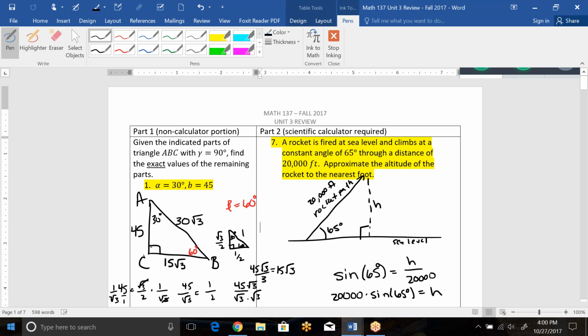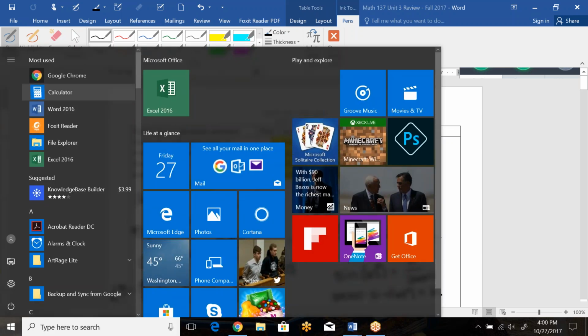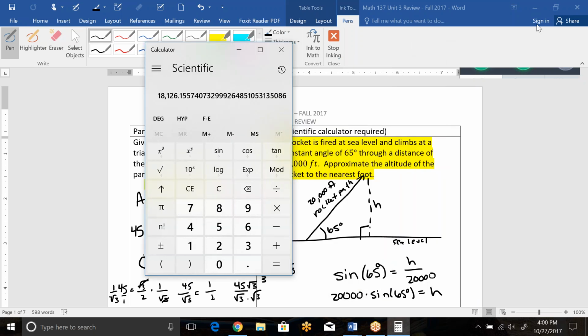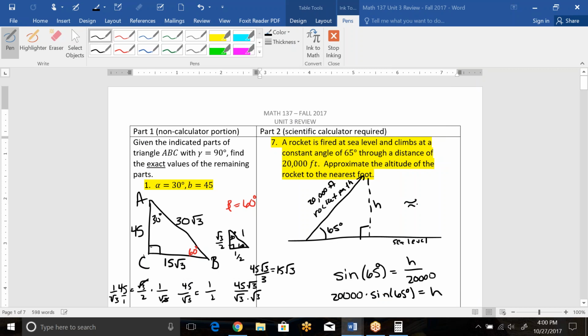So if we type that into our calculator, we'll do sine of 65, make sure you're in degrees, times 20,000, sorry, too many zeros, and that equals 18,126, and we're supposed to go to the nearest foot, so that would still be 26. So 18,126 feet. So that is the approximate altitude of that rocket.